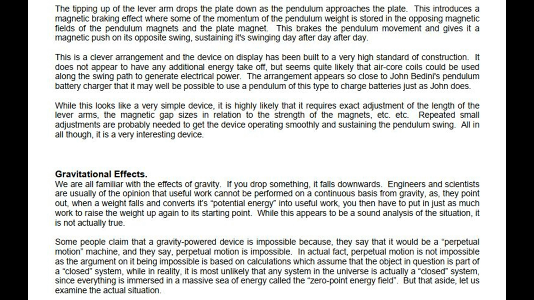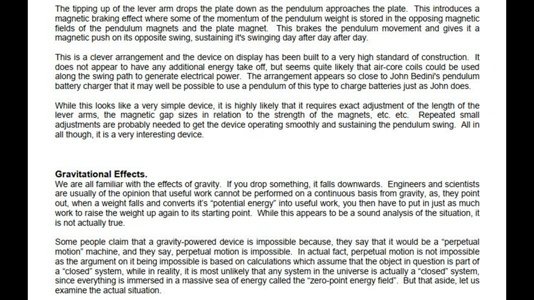Some people claim that a gravity-powered device is impossible because, they say, it would be a perpetual motion machine, and perpetual motion is impossible. In actual fact, perpetual motion is not impossible, as the argument on it being impossible is based on calculations which assume that the object in question is part of a closed system, while in reality, it is most unlikely that any system in the universe is actually a closed system, since everything is immersed in a massive sea of energy called the zero-point energy field. But that aside, let us examine the actual situation.